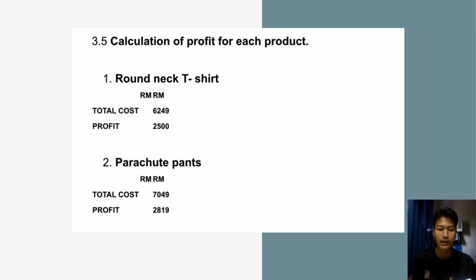Moving on to calculation of profit for each product. First, round neck t-shirt. Total cost is 6,249 ringgit and for the profit we got 2,500. Next one is for parachute pants. The total cost is 7,049 ringgit and for the profit is 2,819 ringgit.